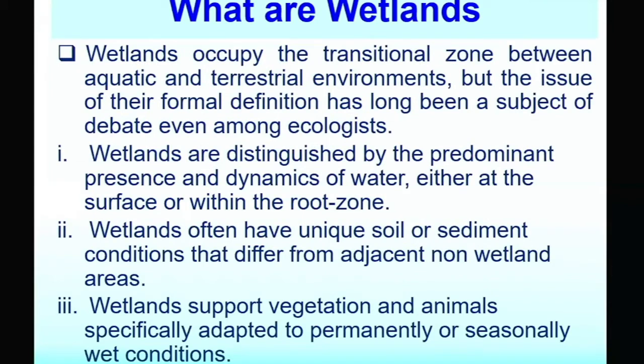In many cases, it is debatable to get a straightforward definition of wetlands. But all ecologists and stakeholders working on wetlands have three main components to integrate in the wetland definition. The first is that a wetland should be distinguished by the predominant presence and dynamics of water, either at the surface or within the root zone. The second is that it has unique soil or sediment conditions that are different from adjacent non-wetland areas. The third is that it supports vegetation and animals specifically adapted to permanently or seasonally wet conditions.